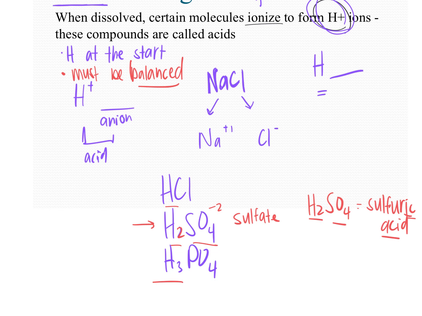Take a look at this first one right here, HCl. If I took away hydrogen, what would I be left with? Just Cl minus. And what's the name of Cl minus 1? It's called chloride. So look on your cheat sheet: if my acid comes from an ide anion, what would I call it?